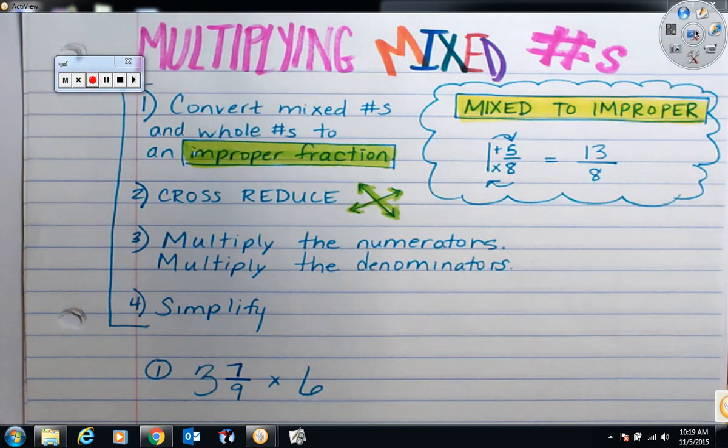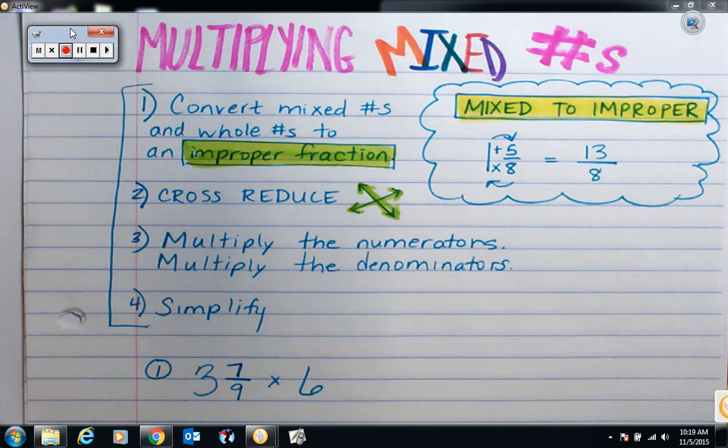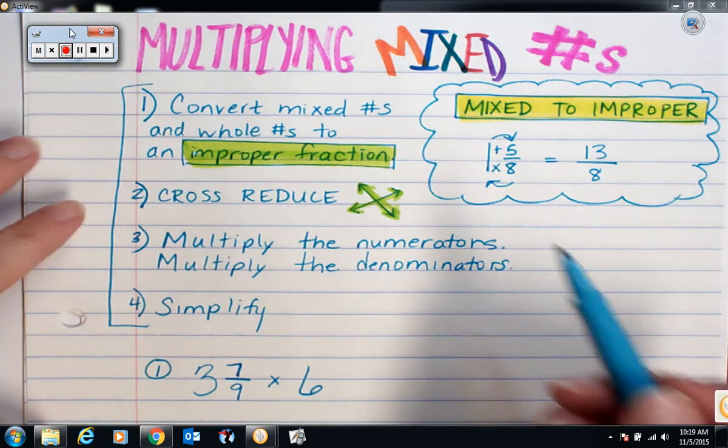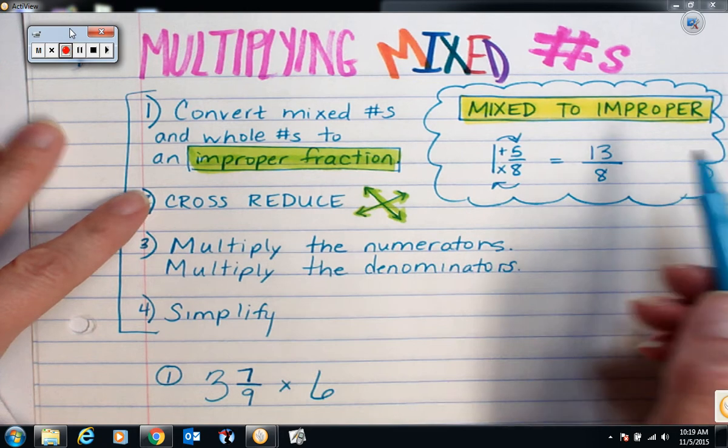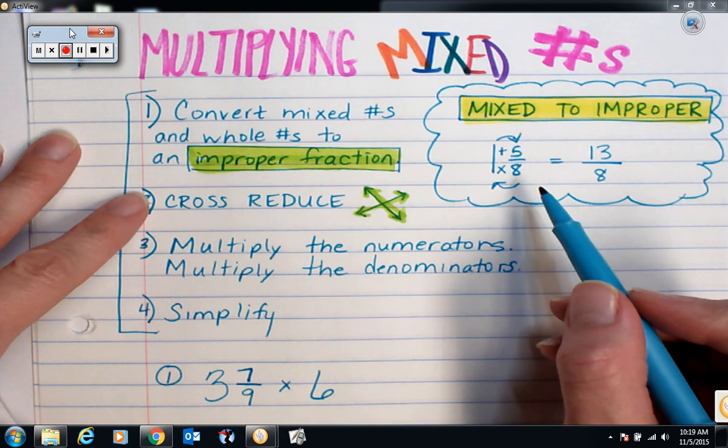Okay, today we're multiplying mixed numbers, so let's review our steps before we try one. The first thing we want to do is to convert our mixed numbers and whole numbers into improper fractions. And here's a quick review of changing a mixed number into an improper fraction.